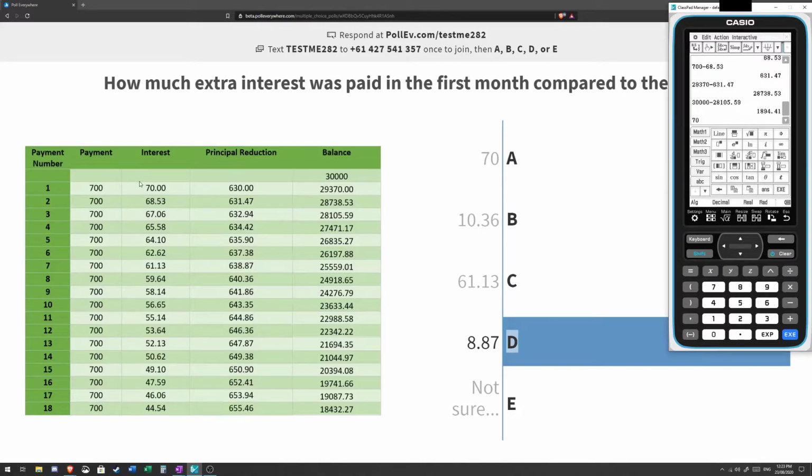Then we look at, okay, how much interest did we pay in the 7th month? Which is down here, that's $61.13. So we take away $61.13. That gives us that $8.87, the amount of extra interest that we paid in that first month. Okay?